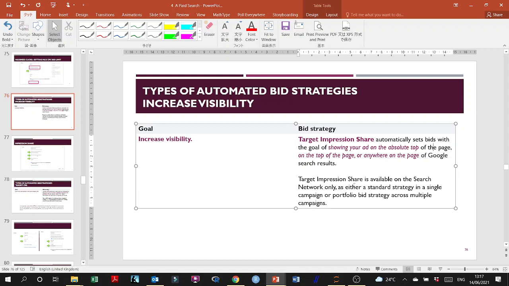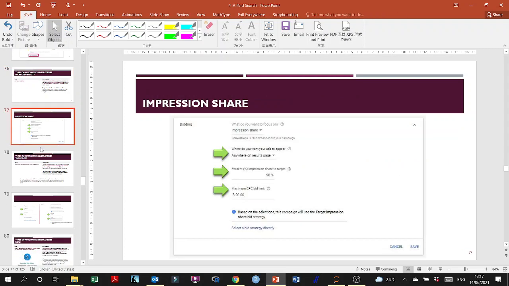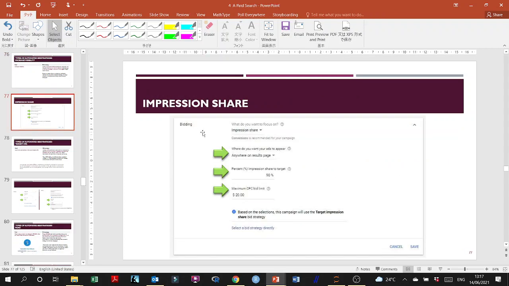Target impression share is available on the search network only, either as a standalone strategy or as a portfolio strategy across all campaigns. So let's take a look at the interface. I want to focus on impression share. Where do you want your ad to appear? Anywhere on the results page. And what percentage of impression share to target? Say, 90% of the time.